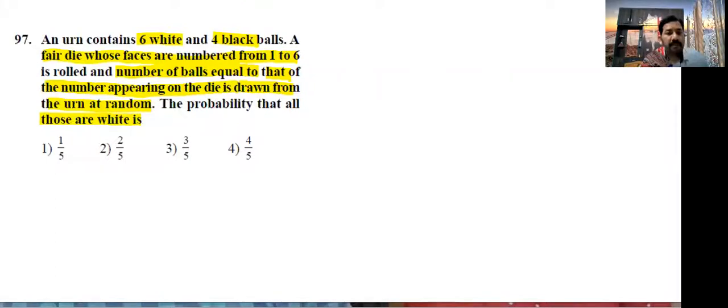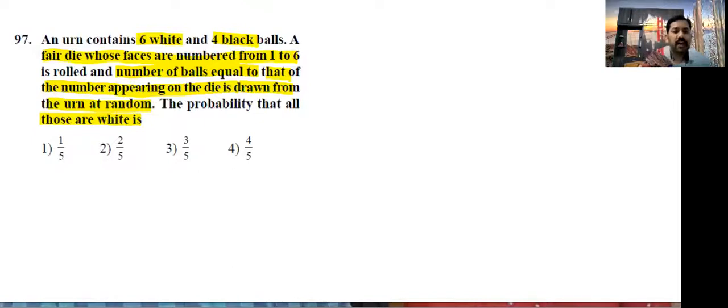For the urn, suppose you are picking: first you roll the die. If you got number 1, draw 1 white color ball. If you got number 2, draw 2 white color balls. If you got number 6, draw 6 white color balls. This is the problem. Okay.